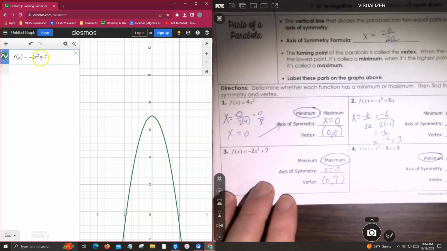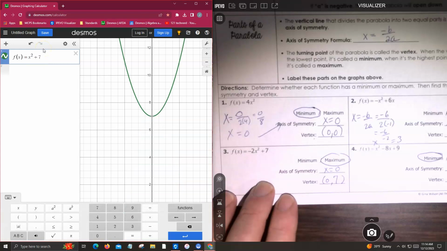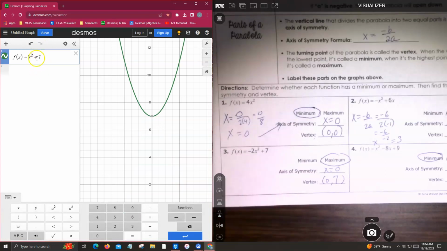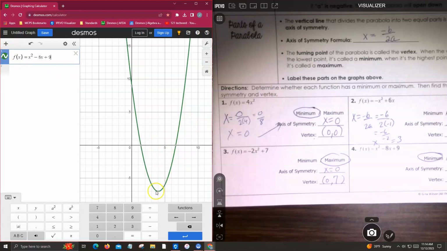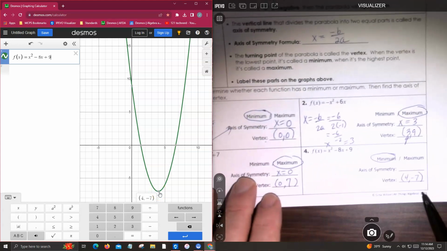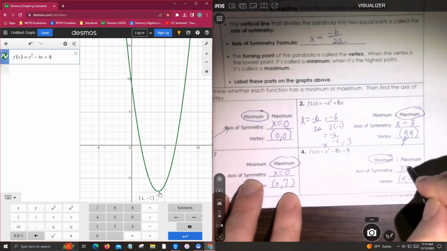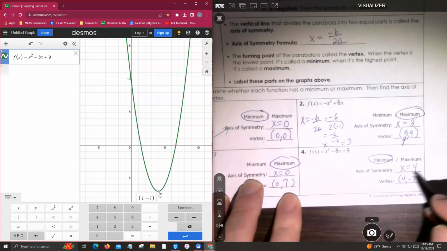Okay, last one. I'm going to put that in, x squared minus 8x plus 9. All right. Gonna zoom out a little bit. Okay, so it looks like for negative 7 my vertex is here. Here's the other way you could do it too. If you put down this, then you know this has to be x equals 4. Again, remember the equation of a vertical line is always x equals. That's why I keep putting x equals 4.